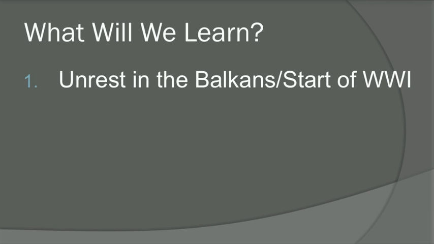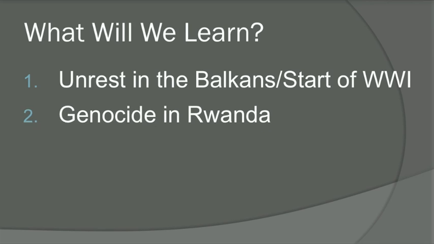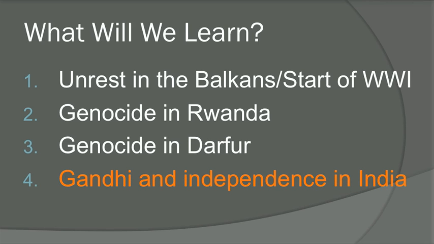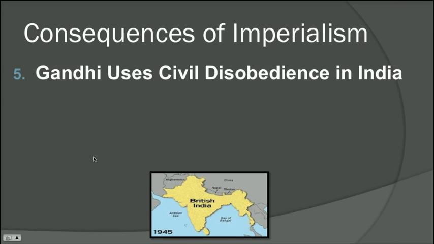So what are we going to learn? Like I said, it's just a little recap. We've already talked about the unrest of the Balkans, which led to World War I. We've already talked about the genocide in Rwanda, and we've also talked about the genocide in Darfur. And today we're going to focus on Gandhi and the independence movement in India. Gandhi uses civil disobedience in India.